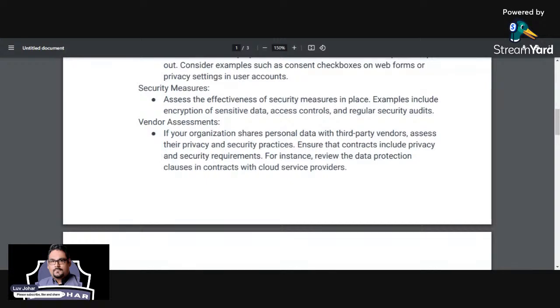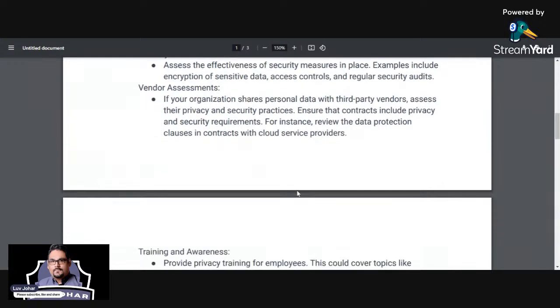After that, you do the vendor assessment. If your organization shares any sort of personal data with third party vendors, then you have to understand their privacy and their security practices as well, so that in case of any breach on their part, again you would be getting involved in that. So you have to make sure that you have all the contracts in place, and you have specific data protection clauses in your contracts, especially with the cloud service providers.